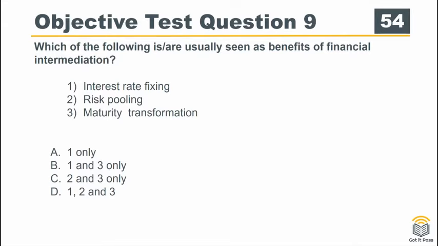Question 9 is asking which of the following is or are usually seen as benefits of financial intermediation. So for financial intermediation, what's the role of it? Funds pooling. Because we have a lot of individual depositors, and if they can pool up in a bank or financial intermediaries, then the bank can manage the funds to lend it out to different institutions with the demand of a large amount of money, not from each individual. So funds pooling is one of the functions of financial intermediation.